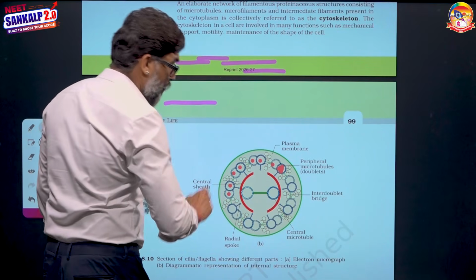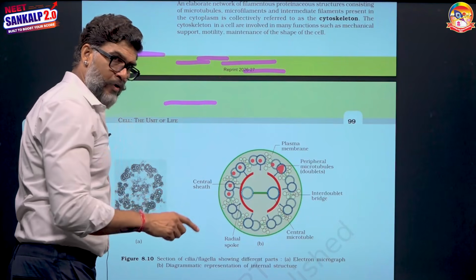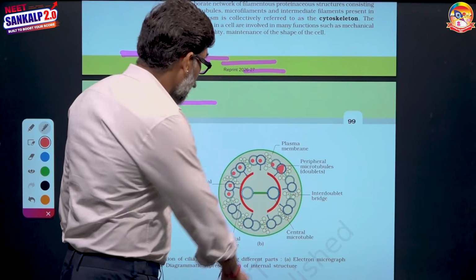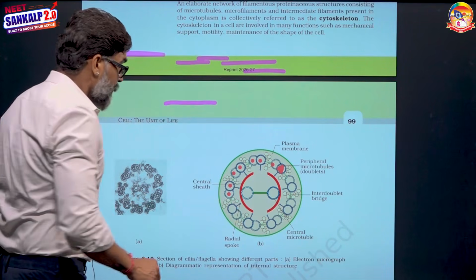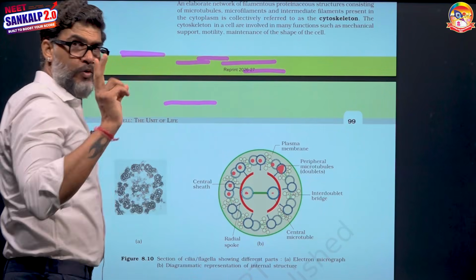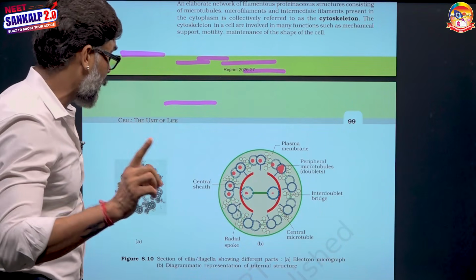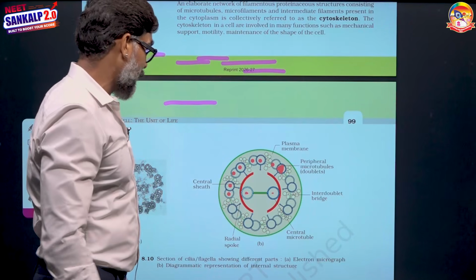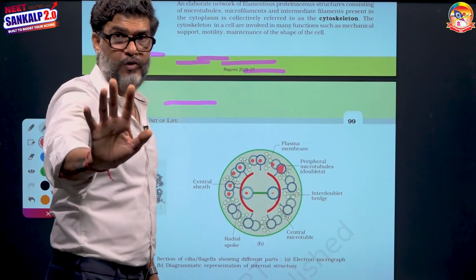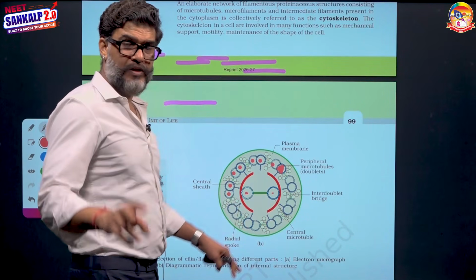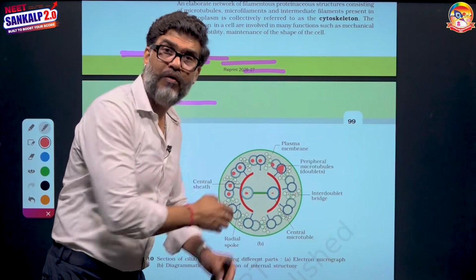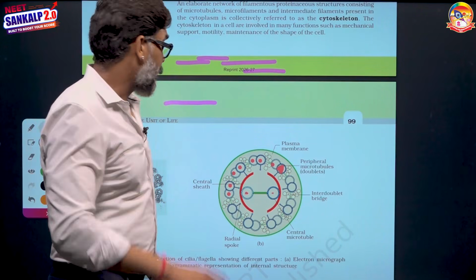In this manner, one microtubule A and one microtubule B collectively form what? Collectively they form a doublet. So 9 peripheral doublets are present. Then in the center we are also watching one microtubule and one more microtubule. So 2 microtubules, but they are in a singlet form, present in the center. So in total, 9 doublets means 18 microtubules, and 2 singlets in the center means 20 microtubules are constituting the axoneme of cilia and flagella.